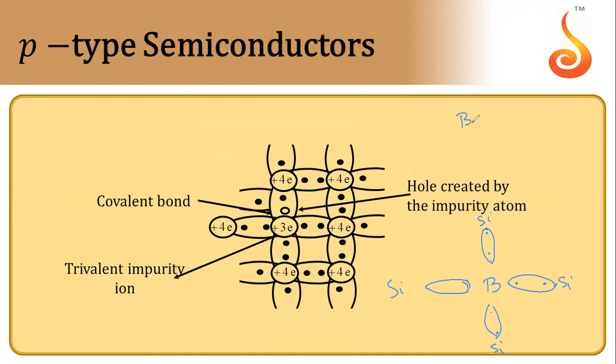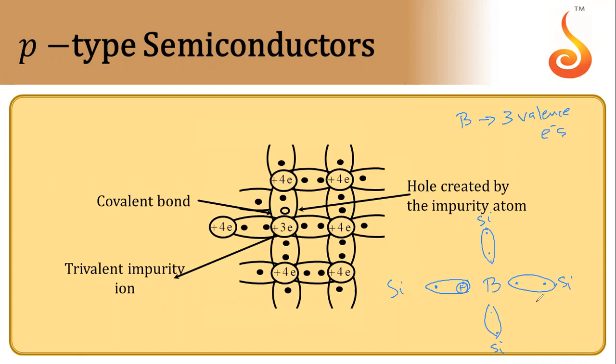But boron, since it is a trivalent impurity, has only 3 valence electrons. So the 3 valence electrons will form covalent bonds with neighboring atoms. For the fourth silicon atom, boron doesn't have an extra electron to share, hence a hole will be formed here. So we can tell that a hole has been produced here.